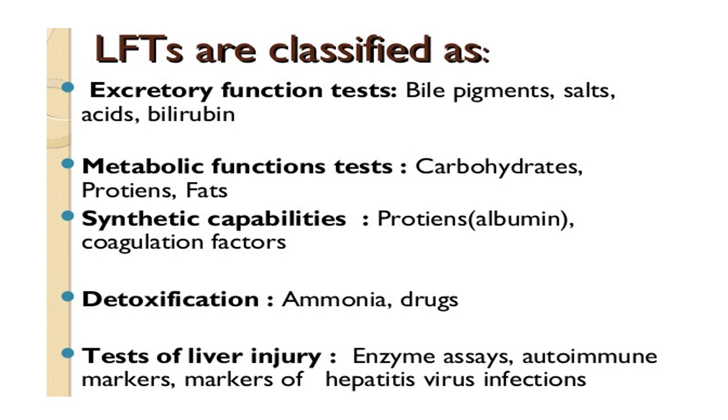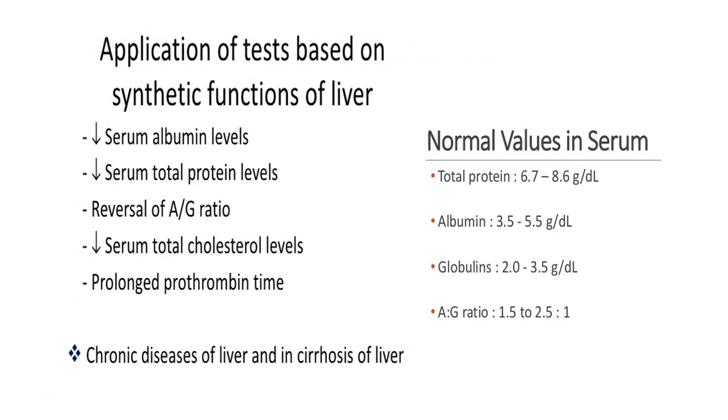Tests for liver injury. Over here we have certain enzymes, autoimmune markers, and markers of hepatitis virus infections. For example, if it is synthetic function of the liver, we check the proteins. Normal total protein is 6.7 to 8.6 grams per deciliter, and albumin is 3.5 to 5.5. You also need to know the globulins, because we have to find out whether the albumin globulin ratio is okay or reversed.